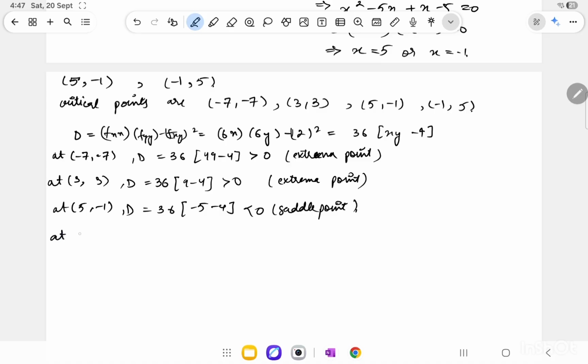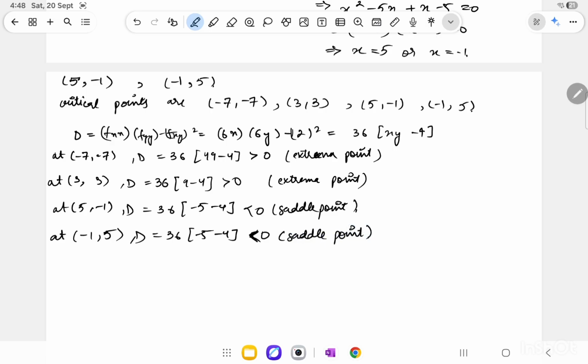Likewise at minus 1 comma 5, my d will be 36 into minus 5 minus 4, which is also less than 0. So it is a saddle point here as well.